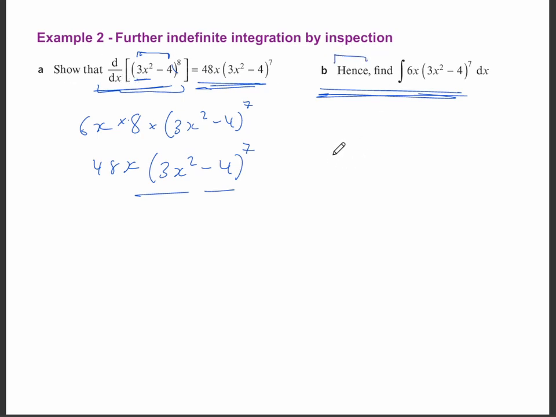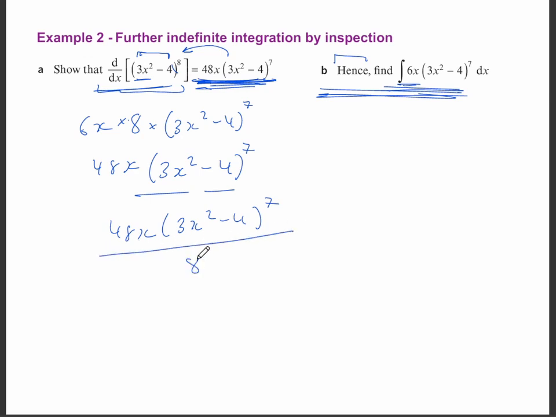Now, let's look at first what this means. So this thing right here, 48x times 3x squared minus 4 power 7, if you integrate it, we will get this thing right here, the 3x squared minus 4 power 8, because it's the reverse of the differentiation. However, this right here is not quite 48x times 3x squared minus 4 power 7. Instead of 48x, we have 6x instead. So what this basically is just 48x times 3x squared minus 4 power 7 divided by 8, because that would give us 6x for this side.